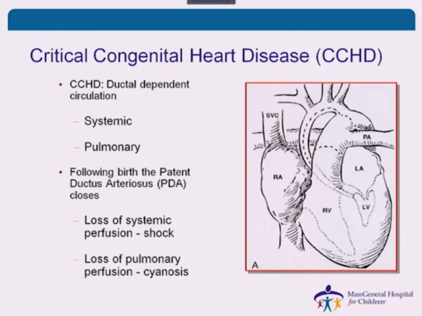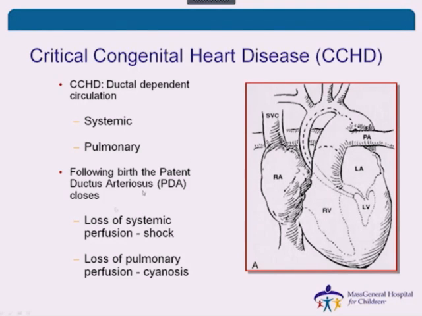To discuss two large classes of critical congenital heart disease lesions are those that are ductal-dependent circulations. You have conditions such as hypoplastic left heart syndrome, depicted on the right-hand side of the screen, of a systemic ductal-dependent circulation or a pulmonary ductal-dependent circulation.